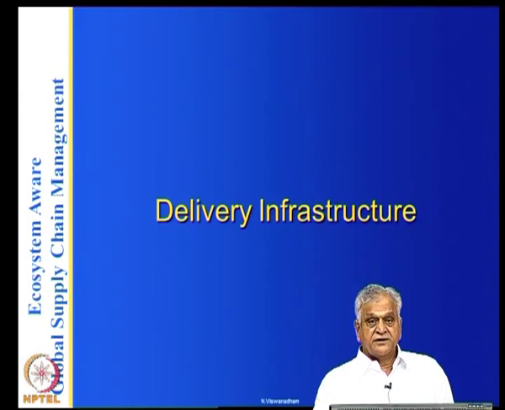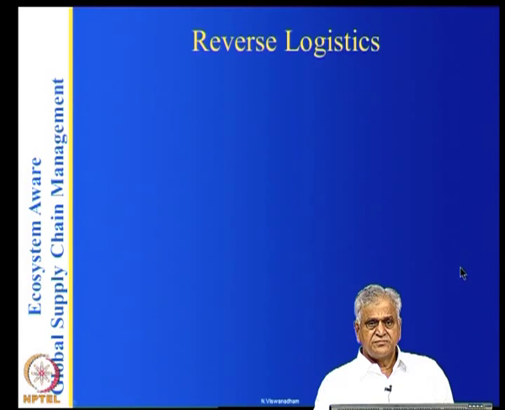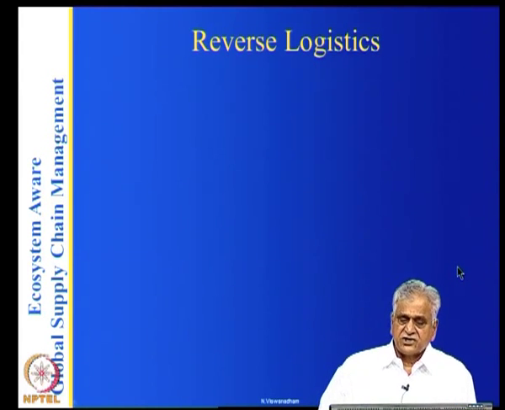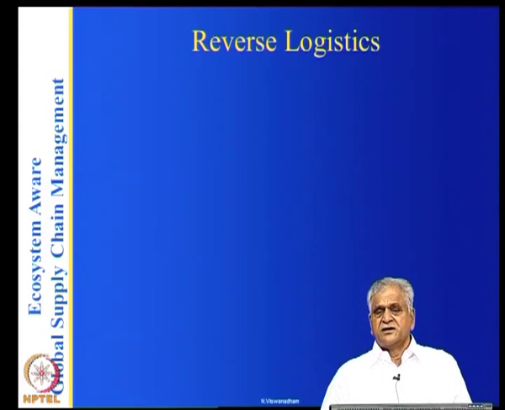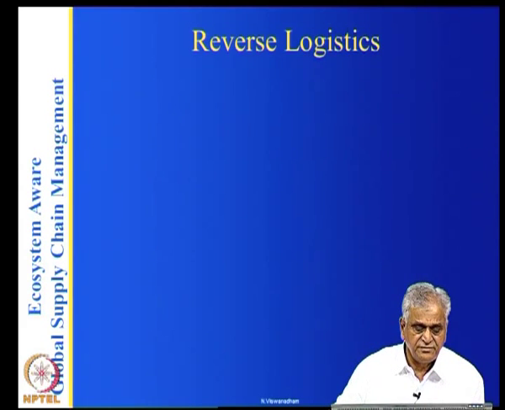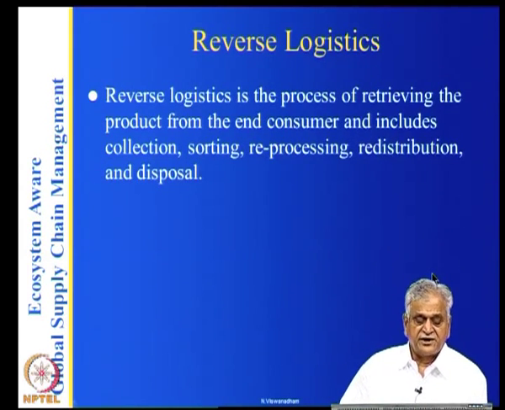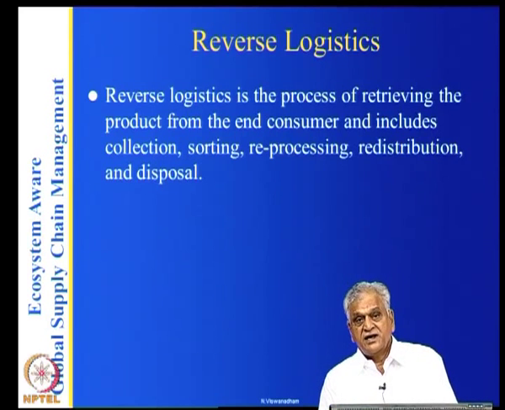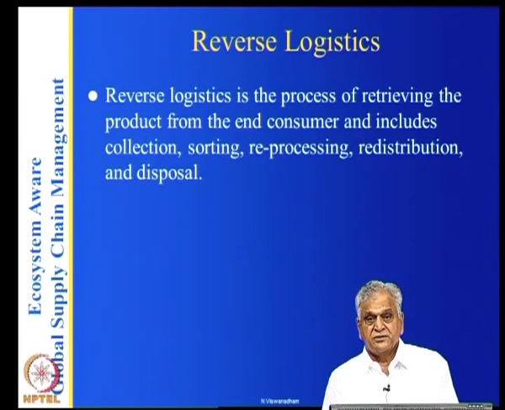So, if you look at the delivery infrastructure, the delivery infrastructure is the reverse logistics here, and in the reverse logistics we have the process of retrieving the product from the end consumer, and it includes collection, sorting, reprocessing, redistribution, and disposal. I think one should understand that the reverse logistics is a highly complex process compared to the inbound logistics.